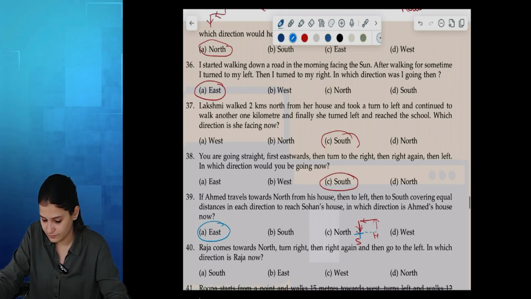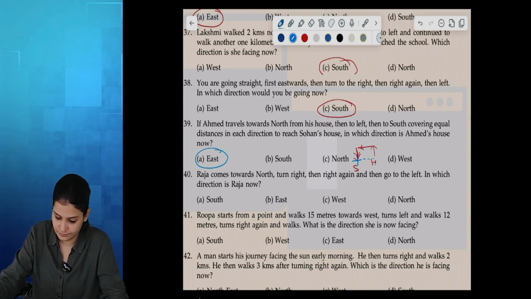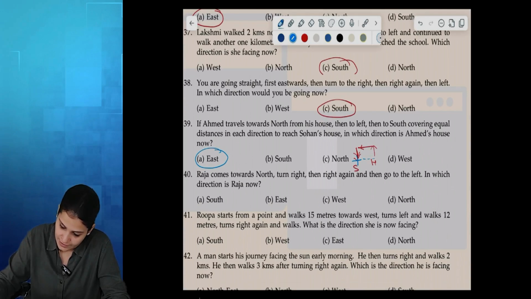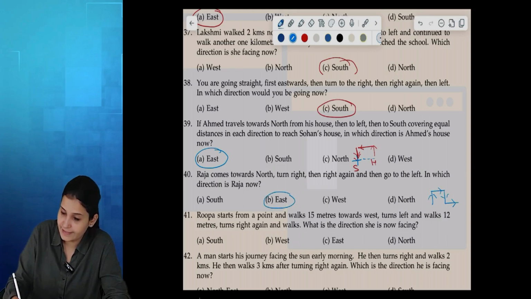40. East. Raja comes towards north, turns right, then right again, and then goes to the left. He is now going in the east side.